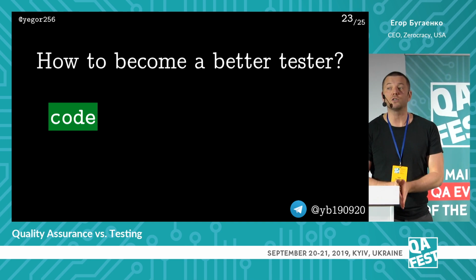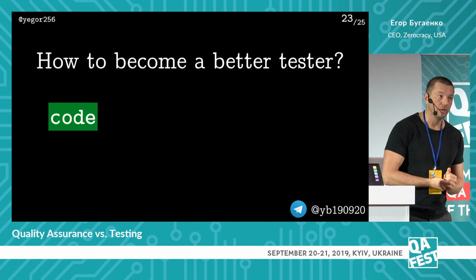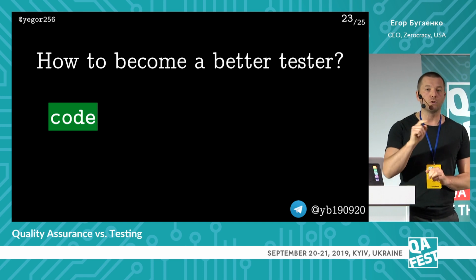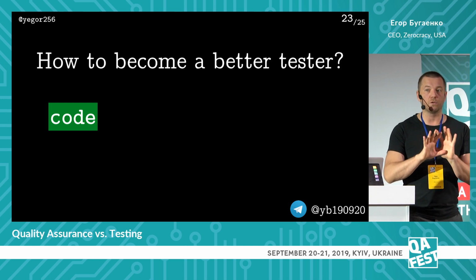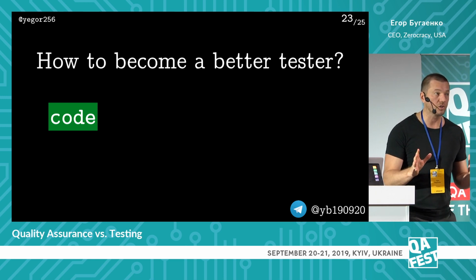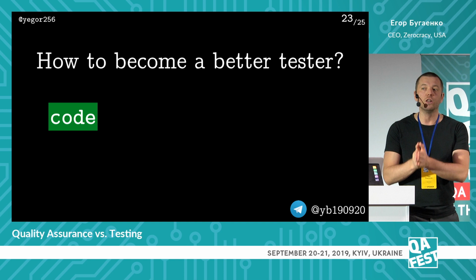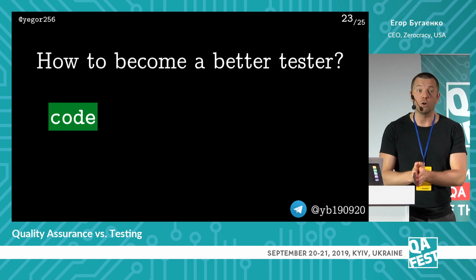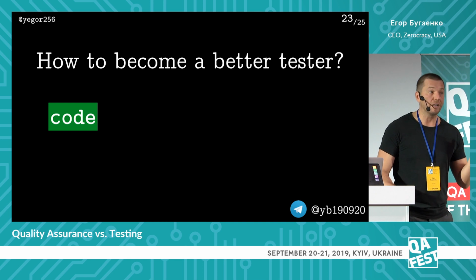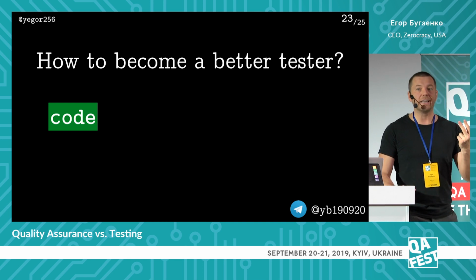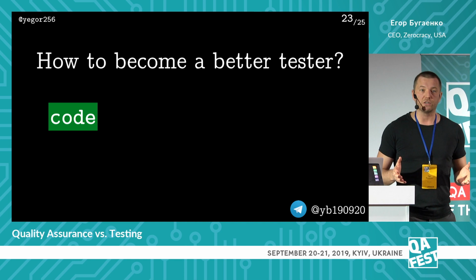A good tester is, first of all, a good coder. A good tester is not the one who knows how to click all the buttons and just look at the product as a black box. A good tester actually looks into the code and understands the code and can even write the code, write integration tests, write automation tests, write Selenium tests. That's what a good tester is doing.